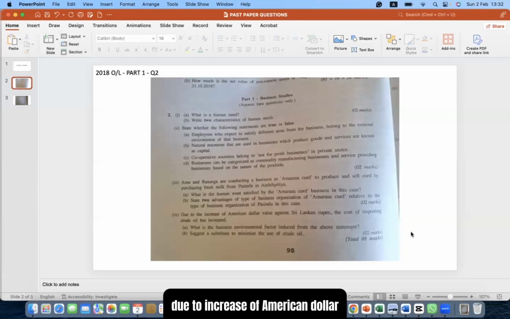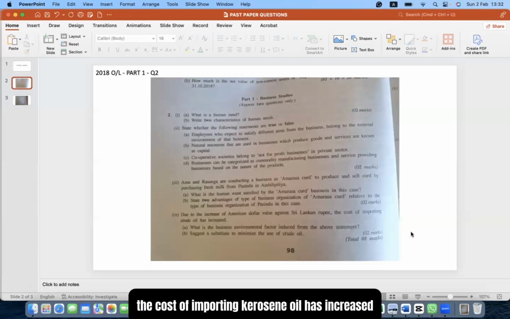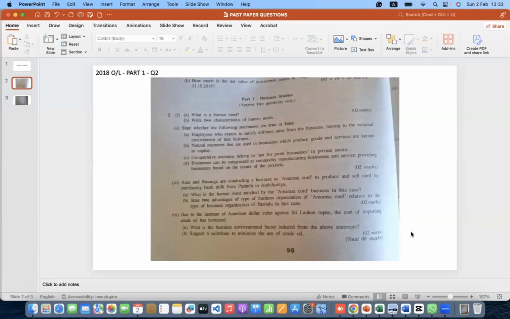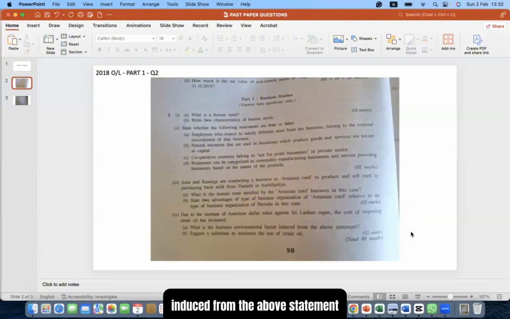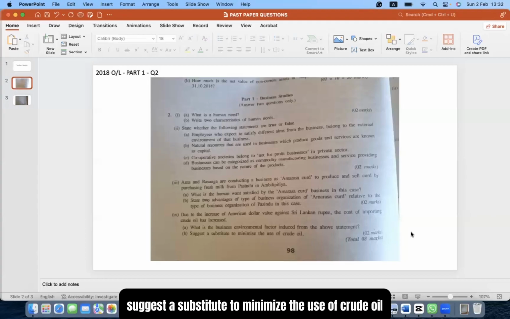Due to the increase of the American dollar value against the Sri Lankan rupee, the cost of importing crude oil has increased. What is the business environment factor induced from the above statement? Then suggest a substitute to minimize the use of crude oil.